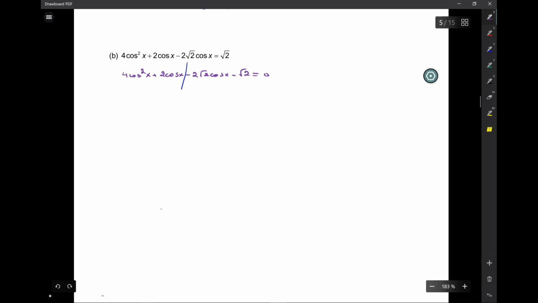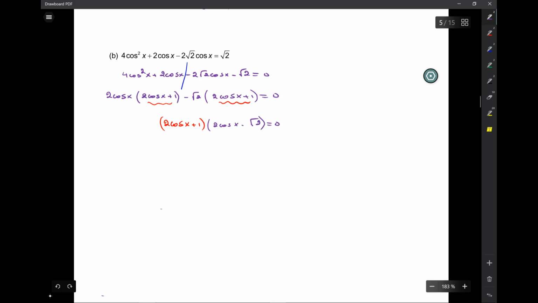So from the left side, we can factor out a 2 cosine x, and I get 2 cosine x plus 1. Here, I can factor out a negative root 2, and I get 2 cosine x plus 1 equals 0. Oh my gosh, I have the same term. We're going to factor out that term. So this is 2 cosine x plus 1 times 2 cosine x minus root 2.